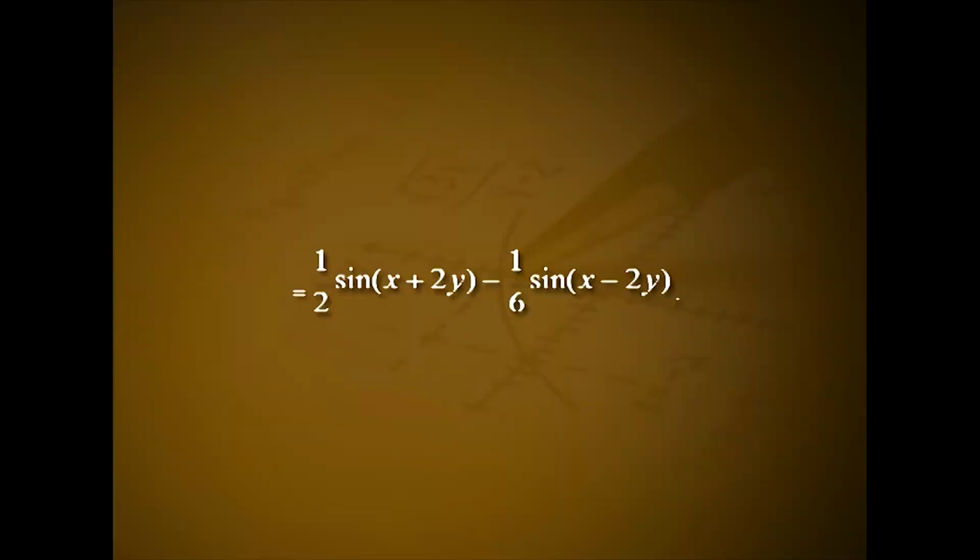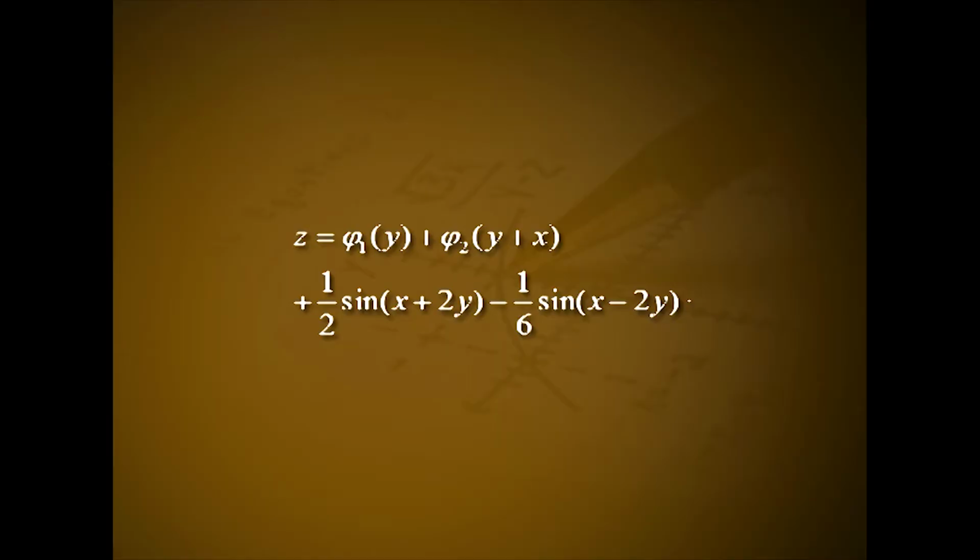The particular integral is PI = 1/(D² − DD′) sin x cos 2y, which is equal to 1/(D² − DD′) · (1/2) · 2 sin x cos 2y, which is equal to 1/2 · 1/(D² − DD′) [sin(x + 2y) + sin(x − 2y)]. This equals 1/2 · [1/(D² − DD′) sin(x + 2y) + 1/(D² − DD′) sin(x − 2y)], which is equal to 1/2 · 1/(−1² − (−2)) sin(x + 2y) + 1/(−1² − (2)) sin(x − 2y), which is equal to 1/2 sin(x + 2y) − 1/6 sin(x − 2y).